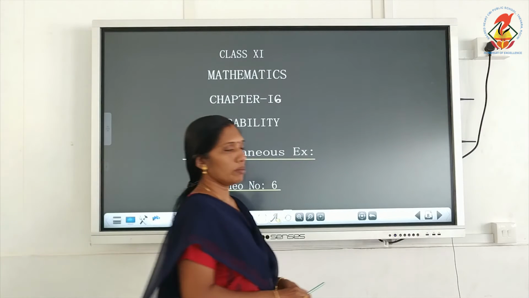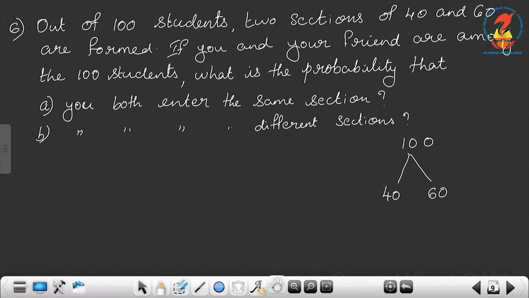The next question in the miscellaneous exercise. Out of 100 students, two sections of 40 and 60 are formed. If you and your friend are among the 100 students, what is the probability that you both enter the same section, you both enter the different sections?